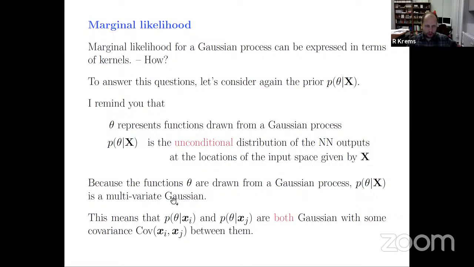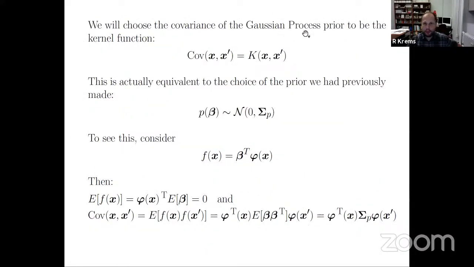When I say that P of theta is a multivariate Gaussian, this means that if I look at P of theta at xi and P of theta at xj, so these are those vertical cuts in the plots that I showed you yesterday, they're both Gaussian with some covariance between these two distributions. And the covariance is going to be denoted by covariance of xi and xj. So what is this covariance? We will choose the covariance of the Gaussian process prior to be the kernel function. This is what the kernel function is in the context of the Gaussian process.